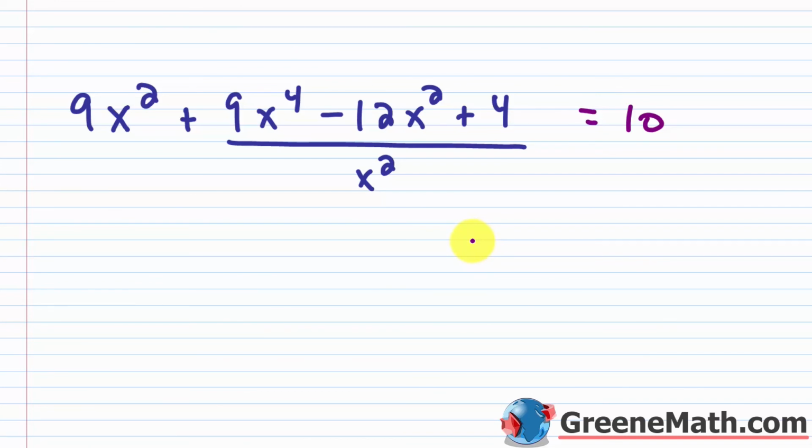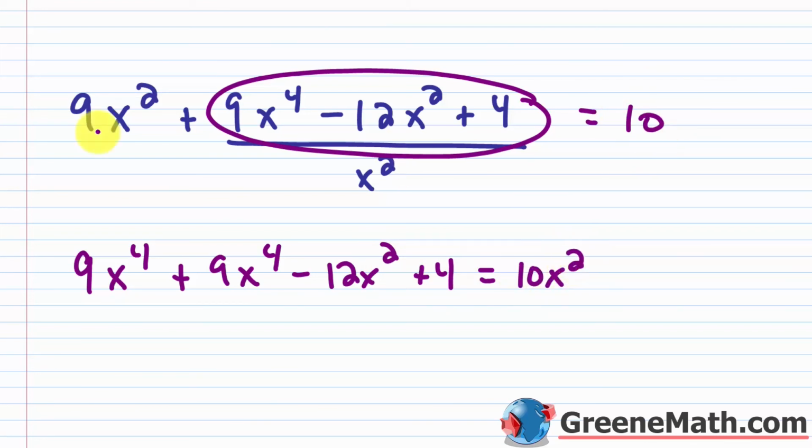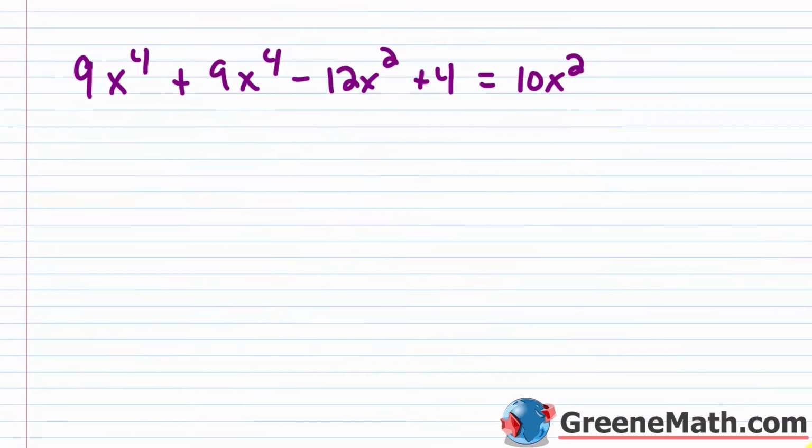And if I want to solve for x, I have to get rid of this x squared in the denominator. So if I multiply through by x squared, we would have 9x squared times x squared, which is 9x to the 4th power. Then it would cancel down here, so I'm just left with this numerator here. So plus 9x to the 4th power minus 12x squared plus 4. This equals, I'd multiply this by x squared, so 10x squared. Again, all I did was multiply both sides of the equation by x squared to clear that denominator. All right, so at this point, we can solve this for x.